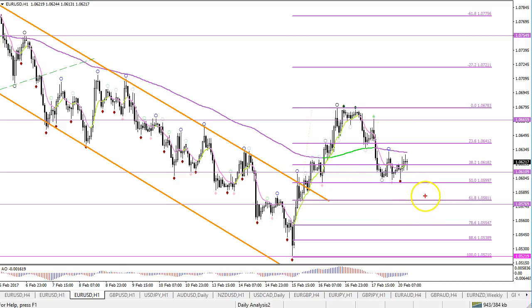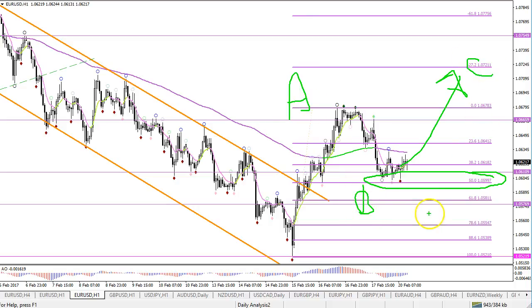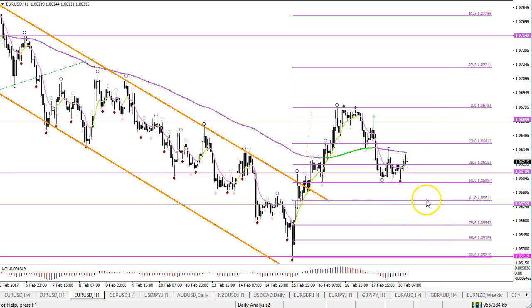The question is, in my view, has price stopped at the 50 fib for the bounce and the ABC zigzag? Or will the B part, the green B part, still extend, and will price go down to the 61 or the 78.6 fib or even the 88.6 fib? So that's the main question. So how will I answer that?